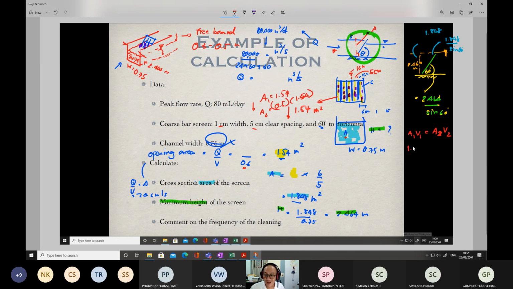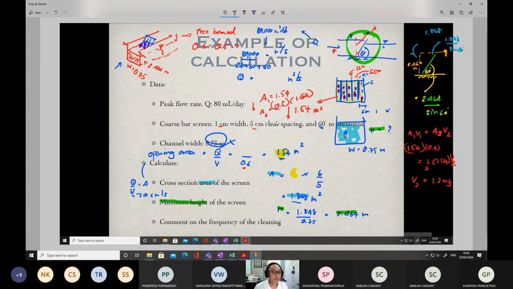So originally it was 1.54, and the velocity is 0.6. But once the opening area gets clogged by 50%, what will be the velocity? This will definitely double. So if the area is reduced by 50%, instead of 0.6, it becomes 1.2 meters per second.